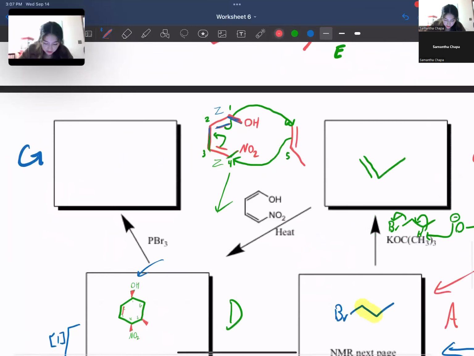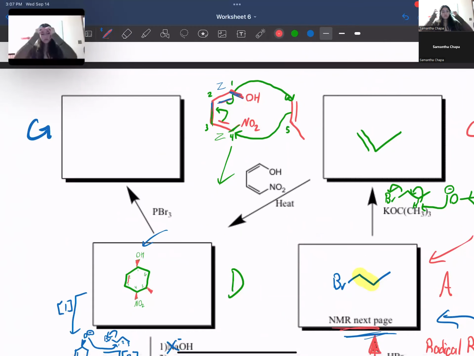Okay, then back to compound G. Here we're reacting a compound with PBr3. So if you go back to OChem 1, it's your chapter 9 alcohol chapter. We know that PBr3, all it does is substitute the OH group for a bromine. So this one won't be too hard. Draw everything the same, and just switch the OH group for bromine.